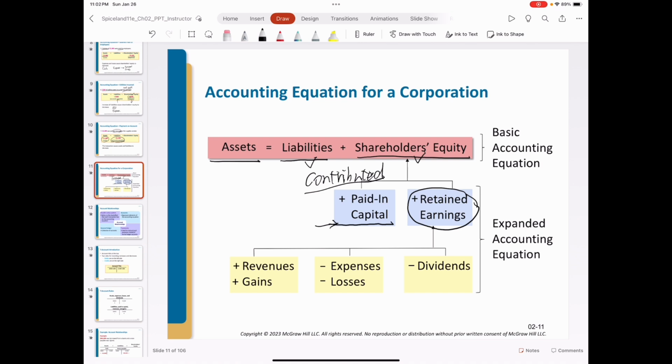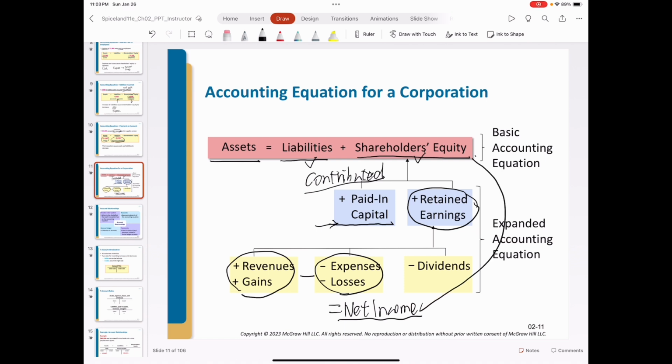For each accounting cycle, the company's operations will be recorded in the income statement. In a simple version, the income statement represents the difference between total revenue and gains and the losses and expenses. So their difference is net income, which represents the profits. And who has a claim to the profits? The owners or the shareholders.